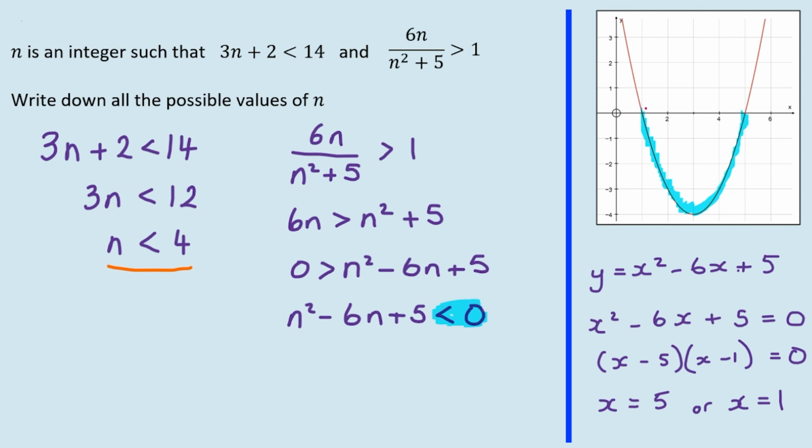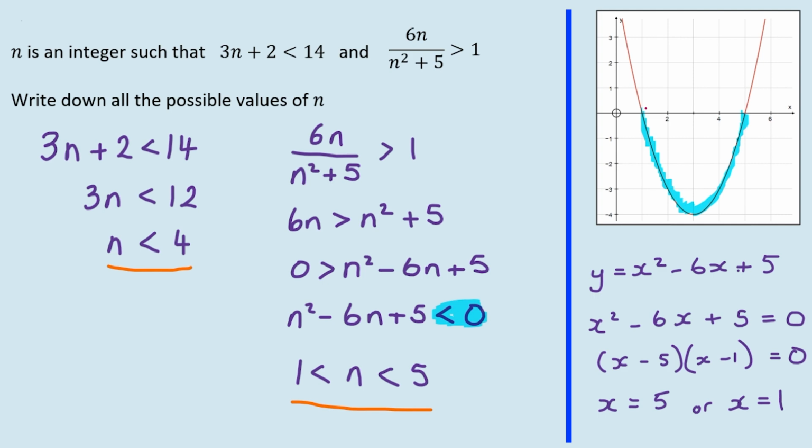If you substituted in 1 or 5, you would get an answer of exactly 0. And in this question, we are only interested in values that will result in an answer less than 0. So we won't include 1 or 5. We could write that like this to show that n must be between 1 and 5.